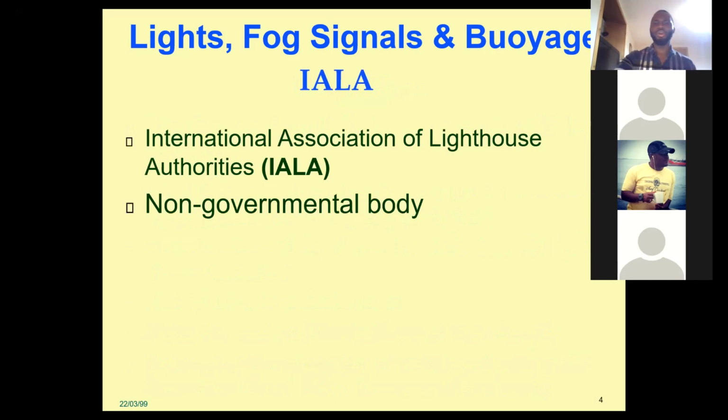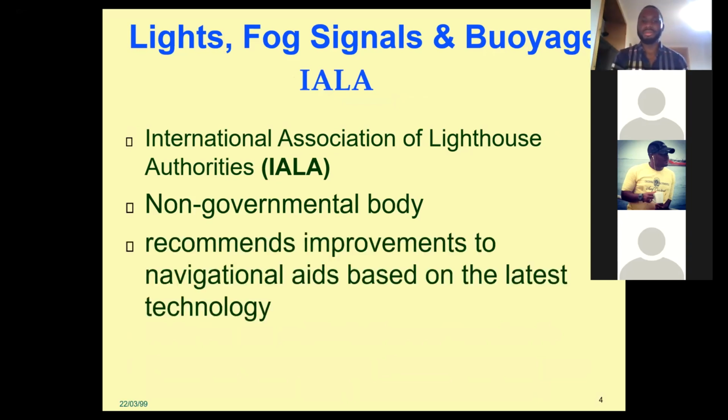We already know about IALA, and IALA are the ones who brought out the Voyage system. They are known as the International Association of Lighthouse Authorities. Like we see here, it's a non-governmental body, but it recommends improvements to navigational aids based on the latest technology. So when you see the Voyage system, you don't just see the Voyage system alone. You see it with IALA, the International Association of Lighthouse Authorities.